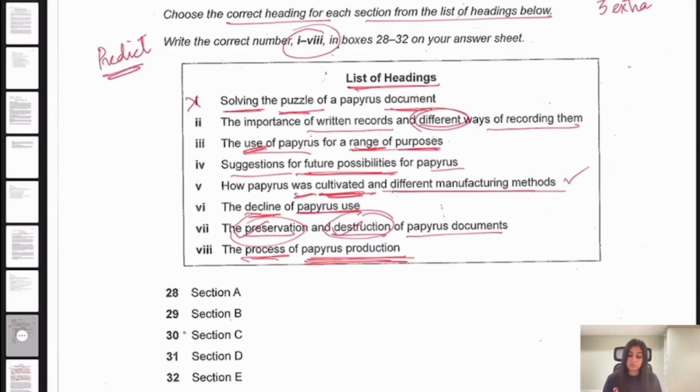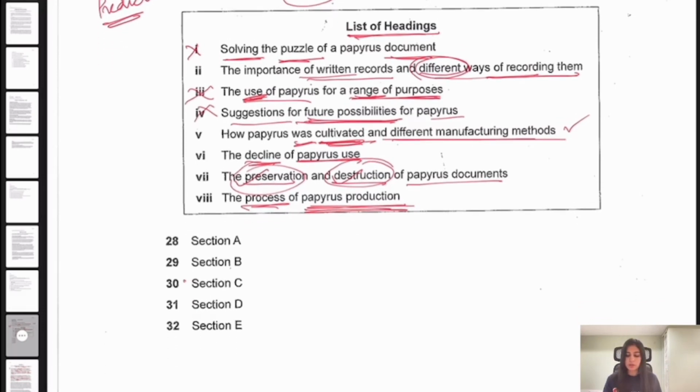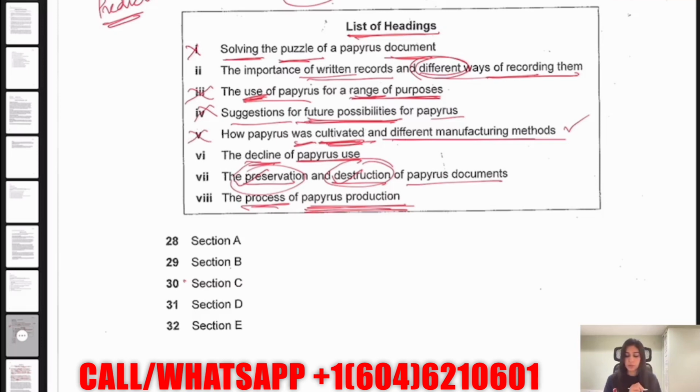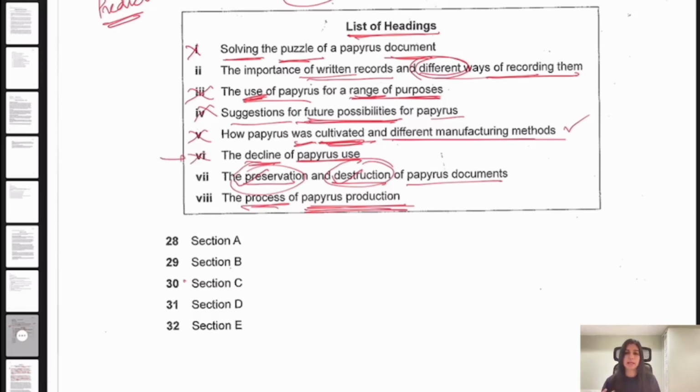Yes, I guess 101%. The first part of A is talking about this, and the second part of A is talking about different ways. But still, we'll go through the rest of them just in case we find a more appropriate heading. The use, is any use mentioned for the range of purposes? No use is mentioned. Future, no mention of future possibilities. How papyrus was cultivated, no mention of how it was cultivated or manufacturing methods. Decline, definitely not. And also decline would usually be one of the last paragraphs.